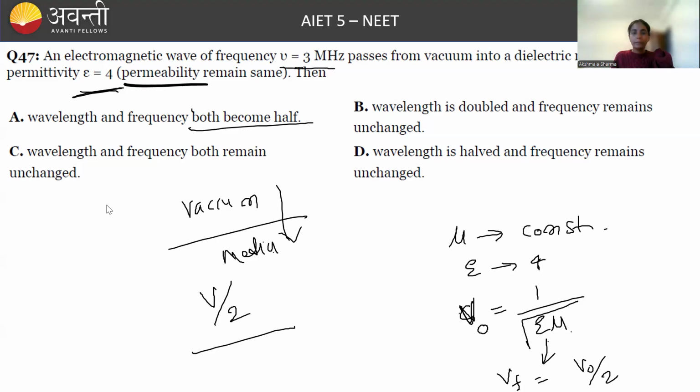We have already studied this when we were reading ray optics, wave optics, Snell's law. There I have proved that when light travels from one medium to another medium, frequency remains constant. And frequency is written as V by lambda. So if V is becoming half, then lambda also needs to become half in order to keep frequency constant. So here wavelength is half and frequency remains constant. Option D.